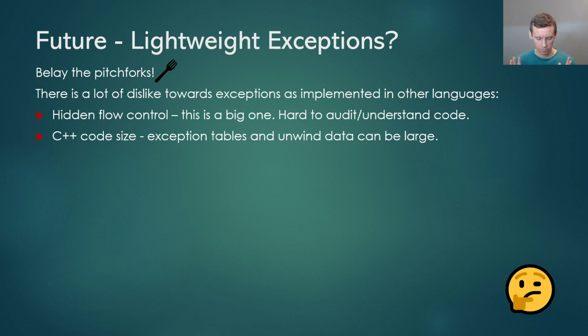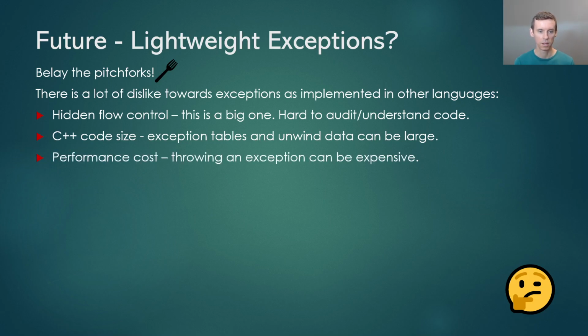So my rough knowledge of this is that C++ wanted to have zero cost for when exceptions aren't used, following the mantra of, you don't pay for what you don't use. But when a C++ exception is thrown, there's a performance cost because you have to do all this unwinding stuff. And also the data can get quite large.